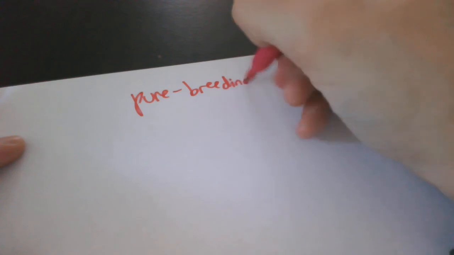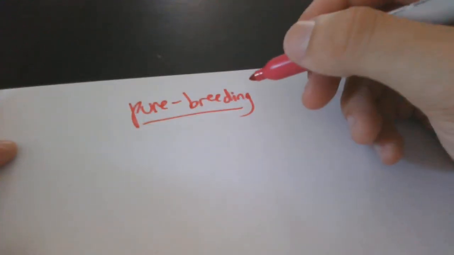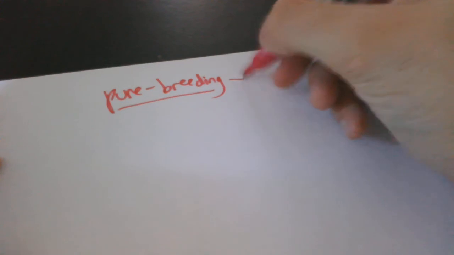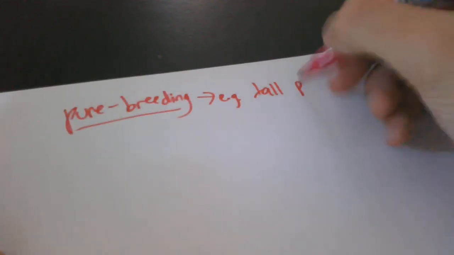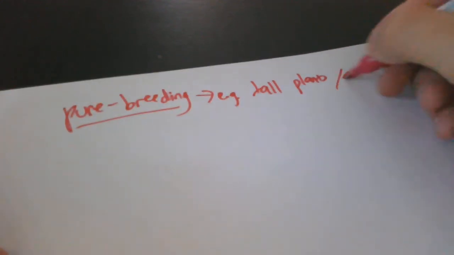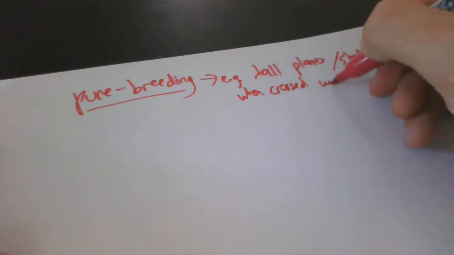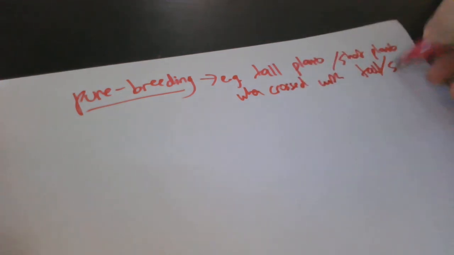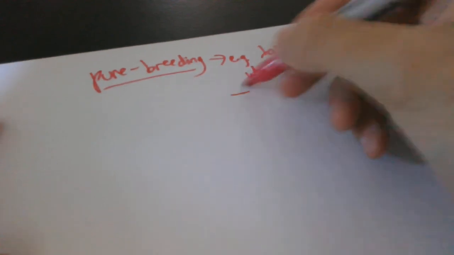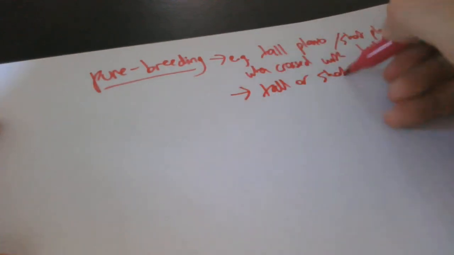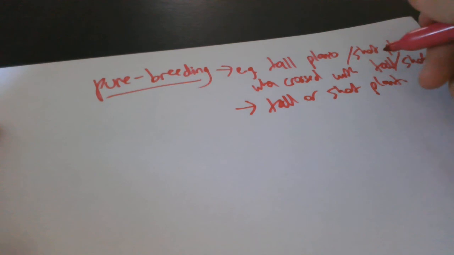Now, Gregor Mendel basically ensured that the plants he began with were pure breeding plants. Pure breeding is another word you should familiarize yourself with. Pure breeding means that tall plants, or short plants for that matter, when crossed with another tall or another short plant, give a tall or short plant. That's pretty self-explanatory as well.